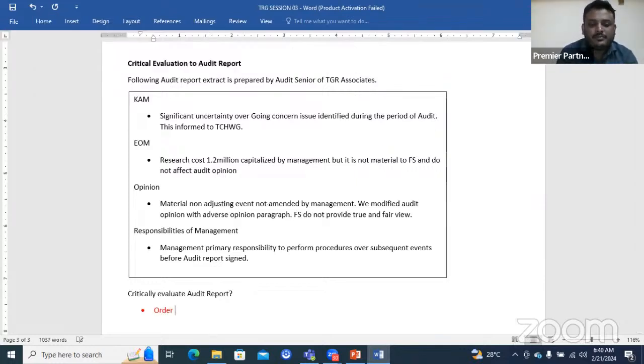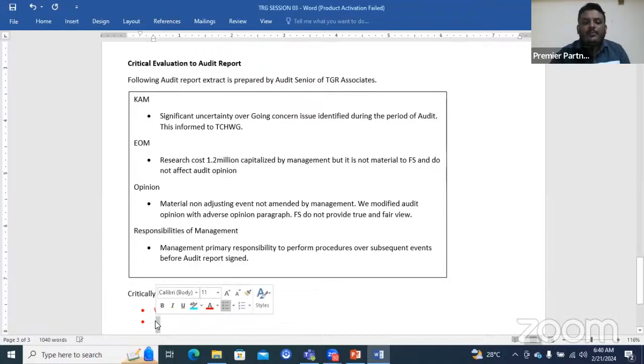Order. It's in the wrong order. I'm not going to type a detailed answer. Try. It's a wrong order. As per ISA 700, there is a problem related to ISA 700. ISA 700 speaks about the format of the audit report. The order is wrong. What is the order? First, opinion paragraph. But here, first key audit matter paragraph is given.